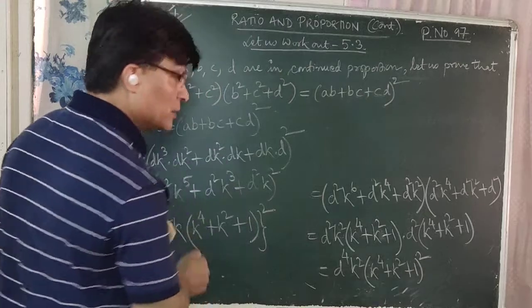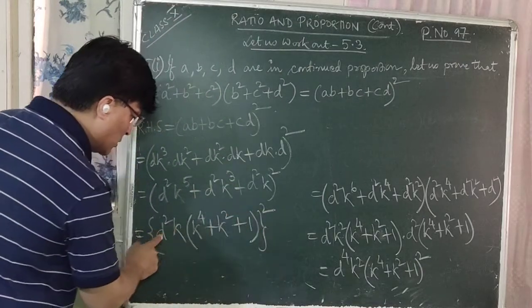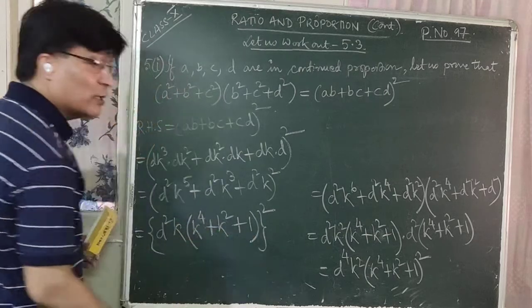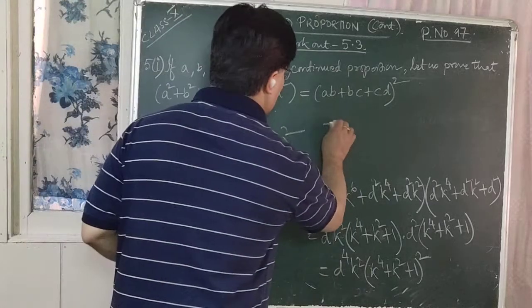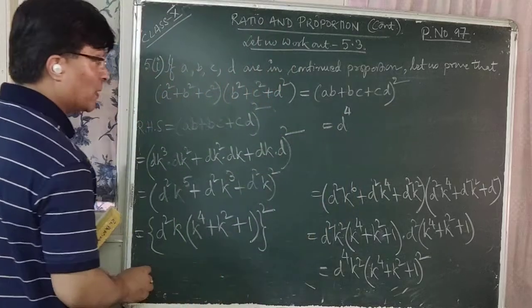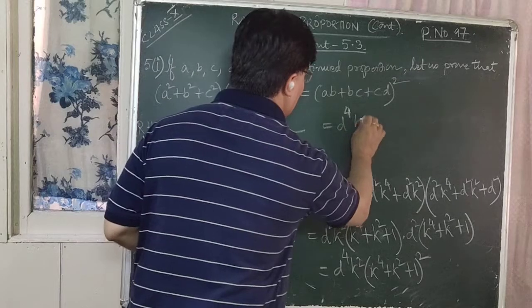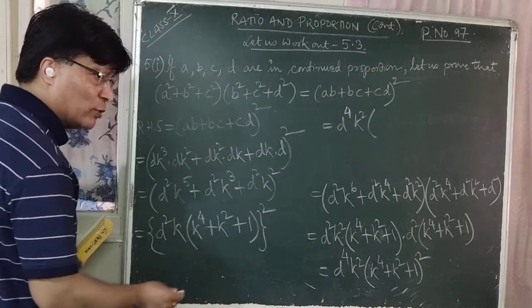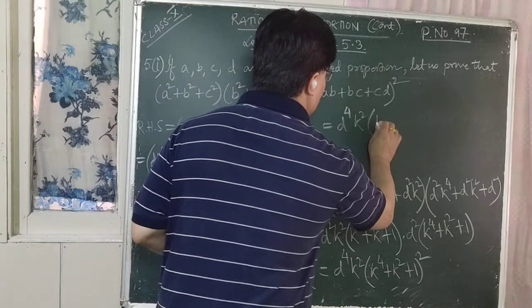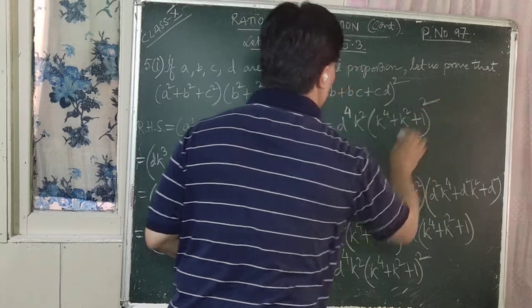So now this power 2 is for all these terms, isn't it? This power 2 is for d square as well as k to the power 4 plus k square plus 1. So what do we get? What is d square whole square? It is d to the power 4, right? Now k whole square is k square. Then within bracket, what do we get? It is k to the power 4 plus k square plus 1 whole square.